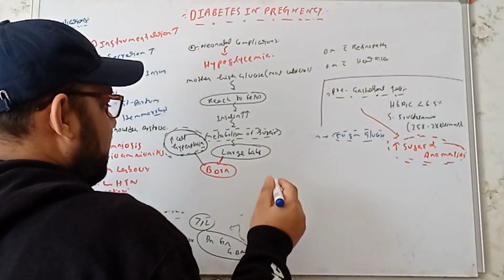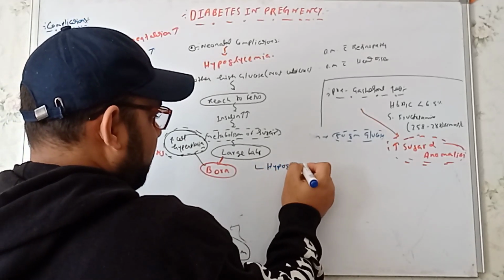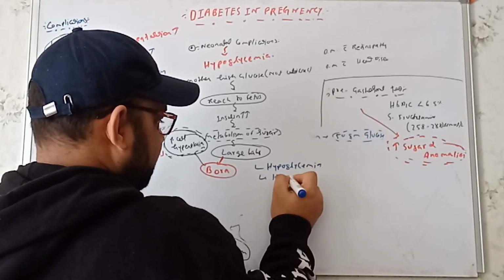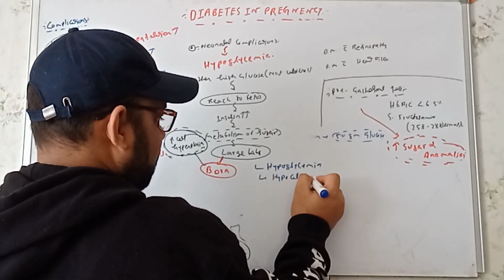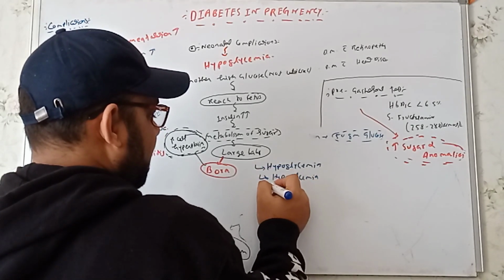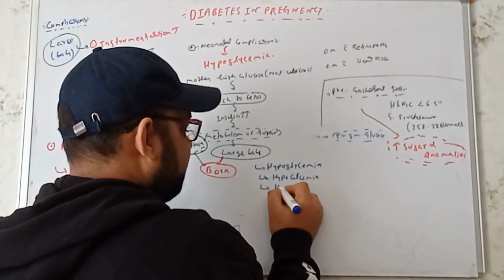Whenever we see hypoglycemia over here, along with the hypoglycemia we'll see the development of hypocalcemia. We'll also see hypomagnesemia.